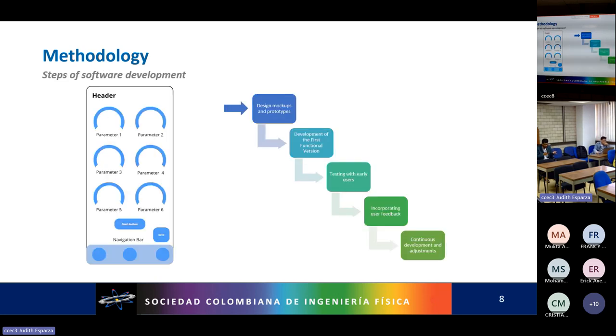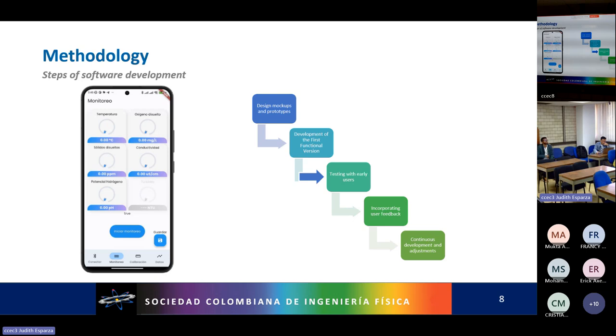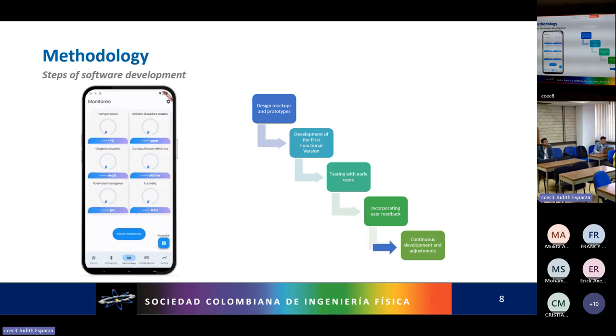For the software development, we followed these steps. First, we designed the mockup prototype based on initial requirements. Next, we developed the first functional version with the initial requirements. Then we tested with early users, made reviews and collected feedback, and incorporated this feedback into the software. Finally, the software is in continuous development and adjustment to satisfy the requirements of the users.